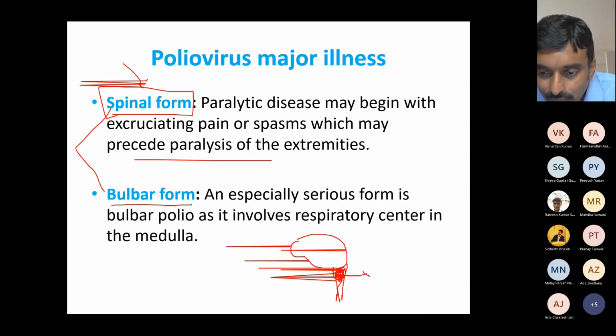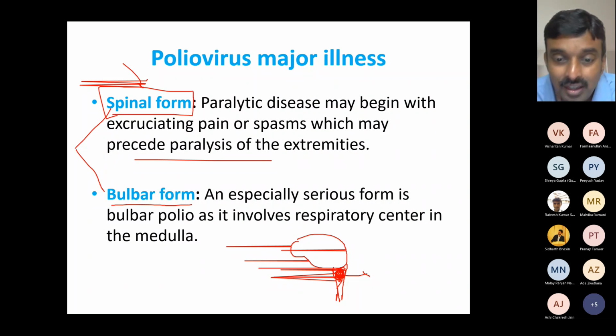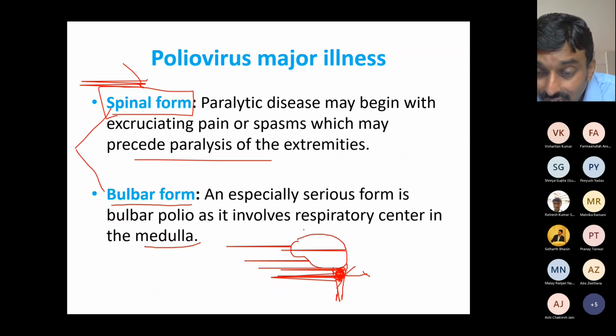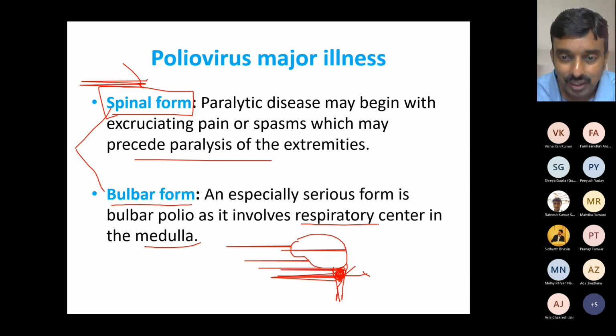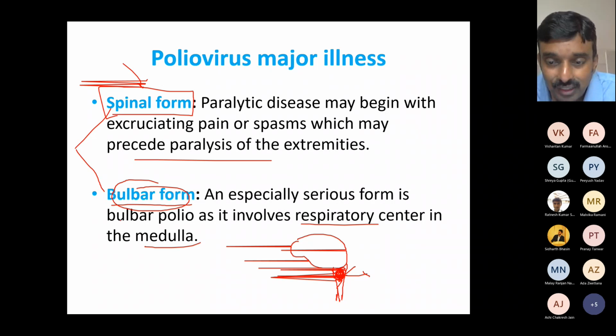All these things are controlled by this part of the brain at the base of the brain, and that's called the medulla and the pons. And that's where the respiratory center is. And they also may get infected because they also express a certain amount of CD155, the receptor for this virus. And if they get infected, instead of paralysis of a lower limb or a leg, you have respiratory paralysis, and this form is much more serious because it can be life-threatening. Because you have respiratory paralysis, basically the respiratory center, the neurons are gone.